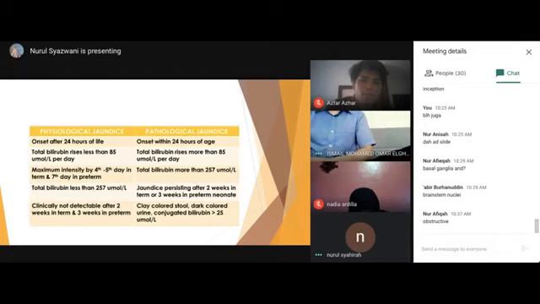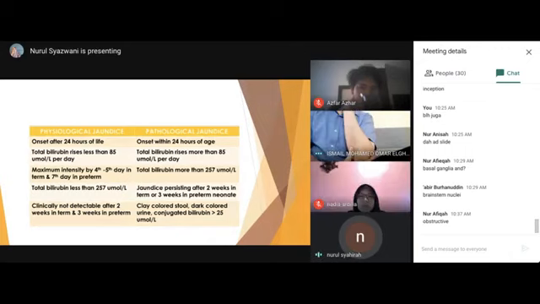Okay. This is the difference between physiological and pathological jaundice. So you can see the difference here. For physiological, onset is after 24 hours of life, and for pathological, within 24 hours. Total bilirubin rise for physiological is less than 85 micromole per liter, and pathological more than 85 micromole per liter. Maximum intensity for physiological is day 4 to 5 in term and 7 days in preterm.